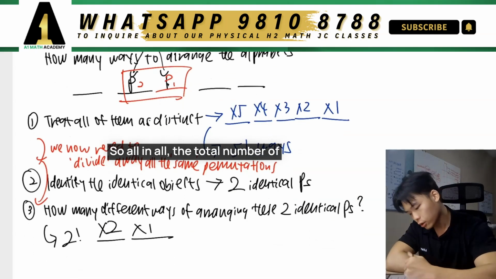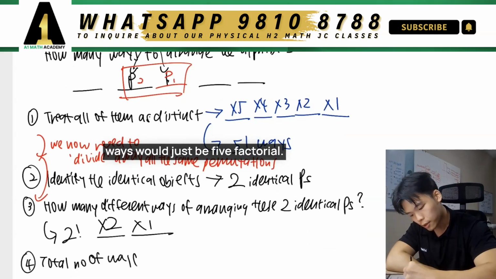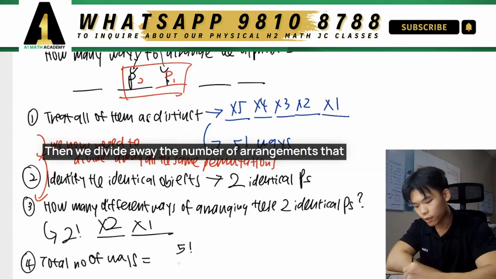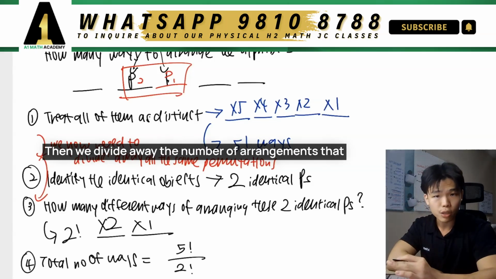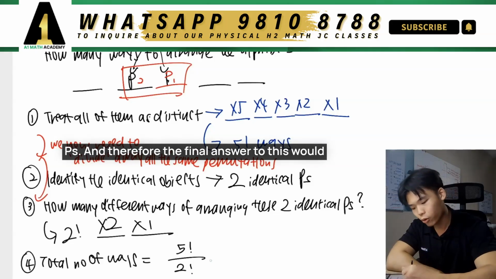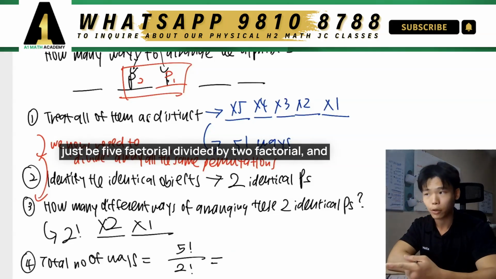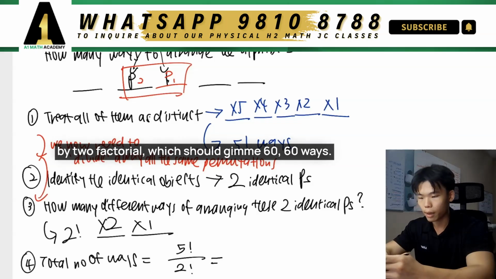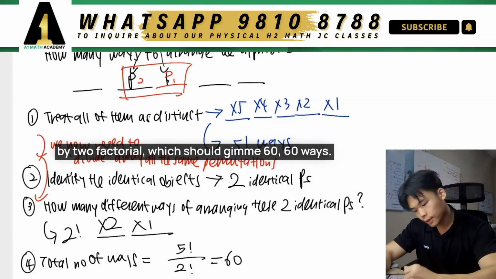So all in all, the total number of ways would just be 5 factorial, under the assumption that we treat all of them as distinct. Then we divide away the number of arrangements we could have by arranging these 2 identical p's. Therefore, the final answer would be 5 factorial divided by 2 factorial, which gives me 60 ways.